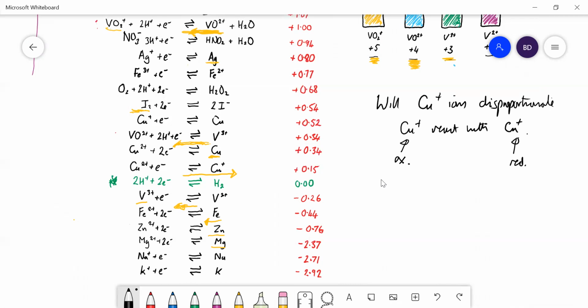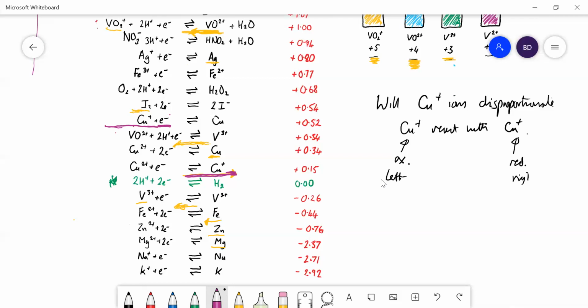Where do we find oxidizing agents in this thing? We find oxidizing agents on the left-hand side, and we find reducing agents on the right. So let's find a copper 1+ on the oxidizing side. Here we've got one there. See that one there. And let's find a copper 1+ on the reducing side. Well, we've got that one there. Now let's look at those two equations I've highlighted in purple. Which one is the most positive? It's this one, isn't it? This one is the most positive.